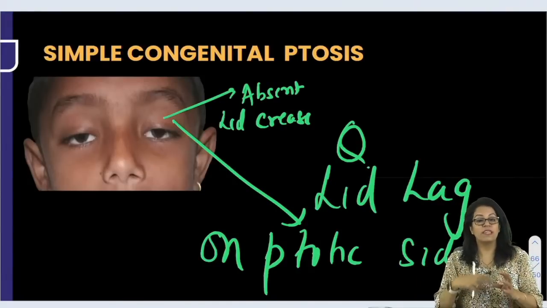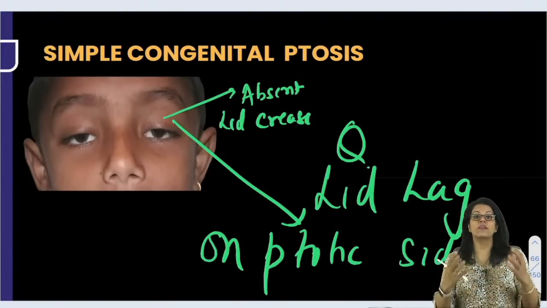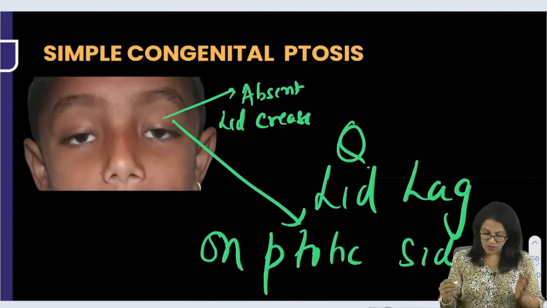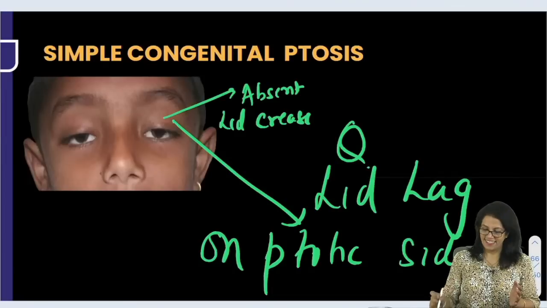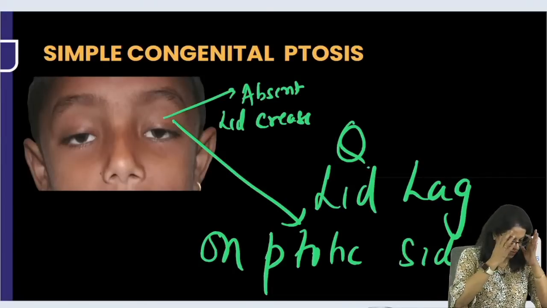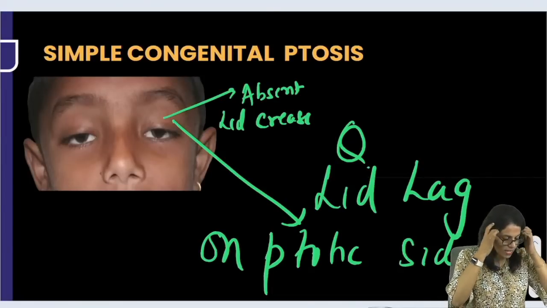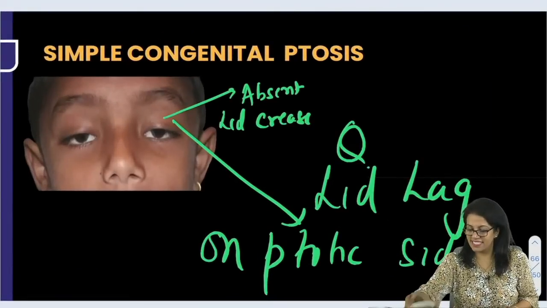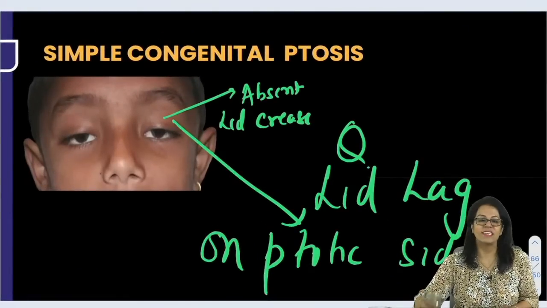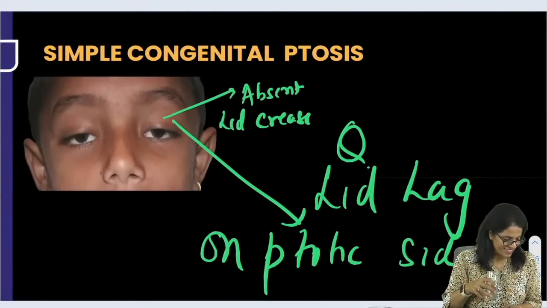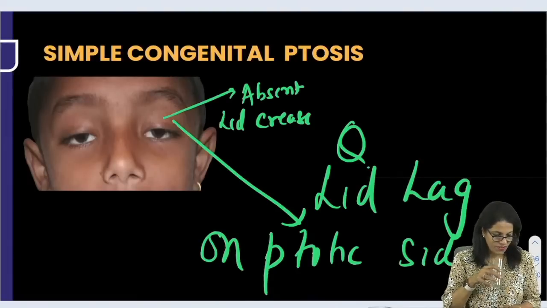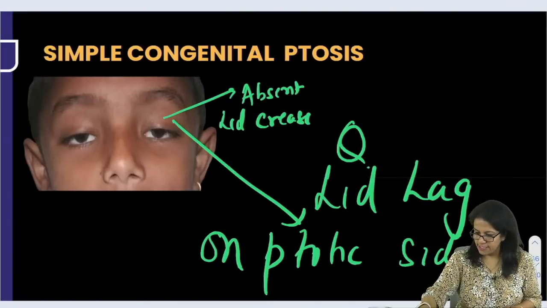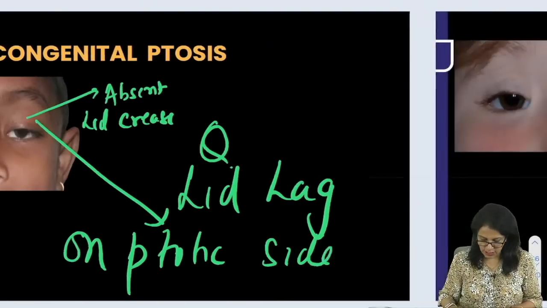Why? Because when LPS is defective, it is not only contraction but relaxation of LPS that is also defective. And that is why you get a lid lag on the ptotic side. Okay? So this is very, very important. Muscles are not absent, Roy. They are not properly formed. And which muscle are we talking about? Levator palpebrae superioris. Right? So, let's come to the next slide.